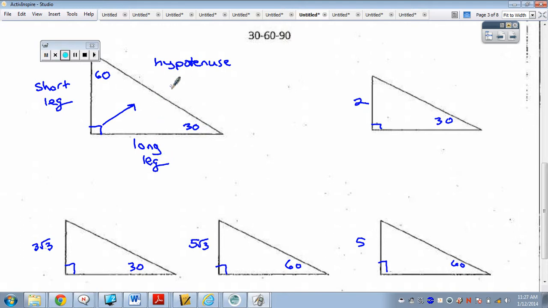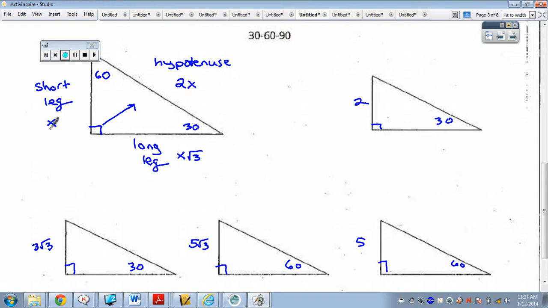Okay, so now we have our short leg, our long leg, and our hypotenuse. If you take the short leg and multiply it by root 3, you will get your long leg. So let's say our short leg is x for the time being. To get the long leg, you take the short leg and multiply by root 3, so x times root 3 gives you your long leg. And to get your hypotenuse, you take your short leg, which is x, and multiply by 2.